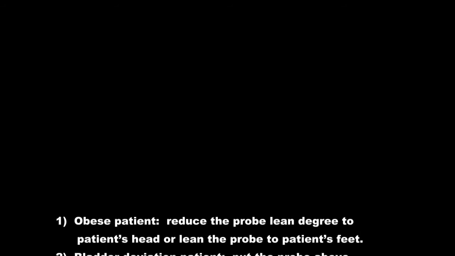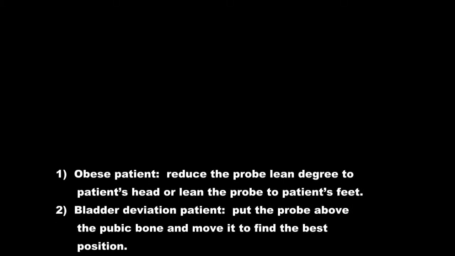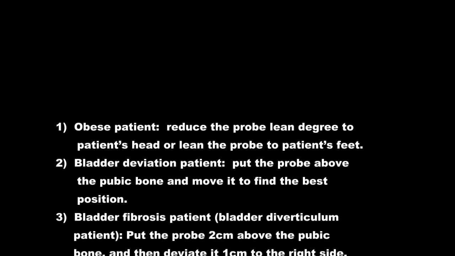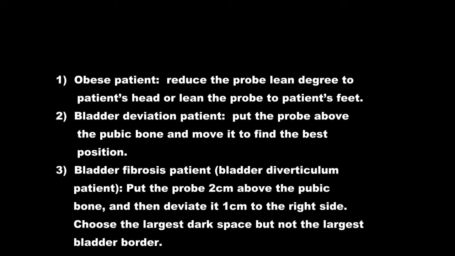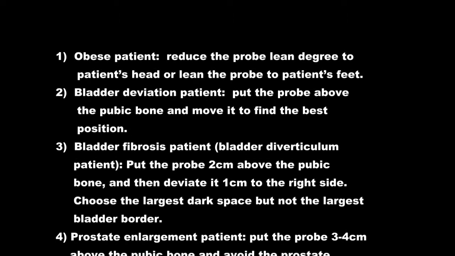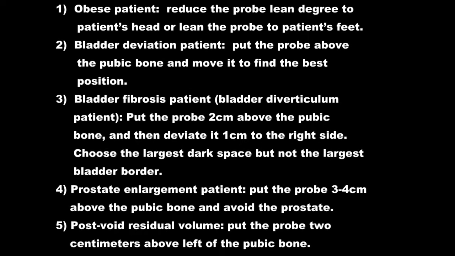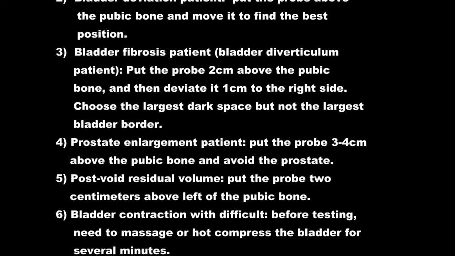Obese patient: reduce the probe lean degree to the patient's head, or lean the probe to the patient's feet. Bladder deviation patient: put the probe above the pubic bone and move it to find the best position. Bladder fibrosis patient, bladder diverticulum patient: put the probe 2 cm above the pubic bone, and then deviate it 1 cm to the right side. Choose the largest dark space, but not the largest bladder border.